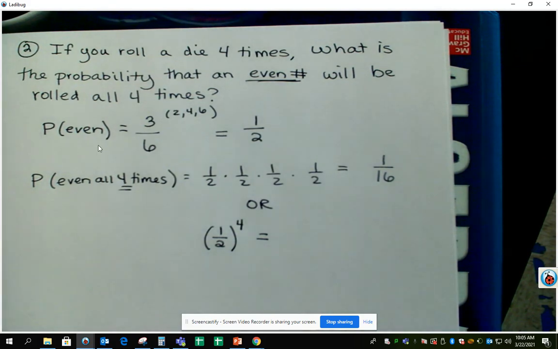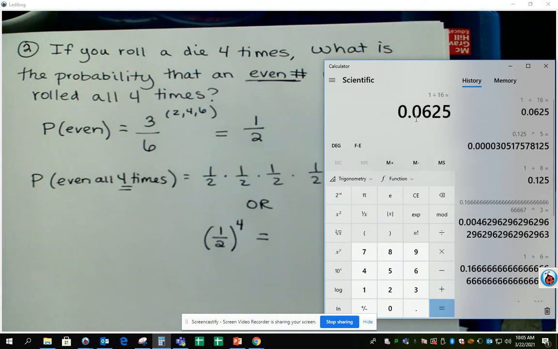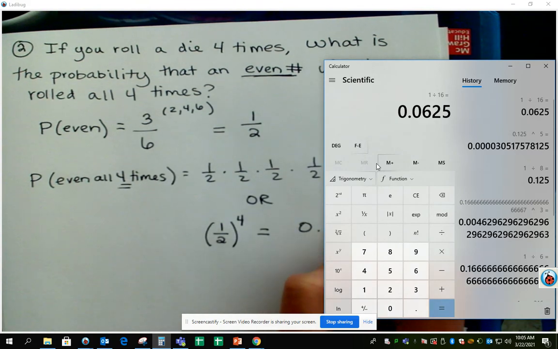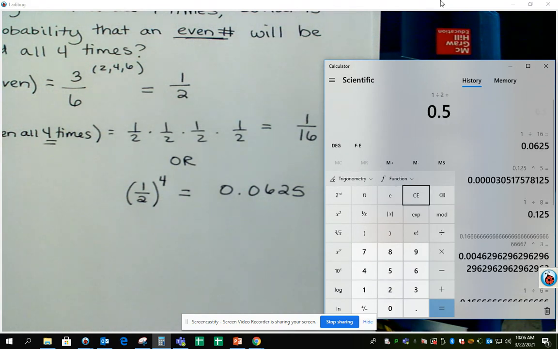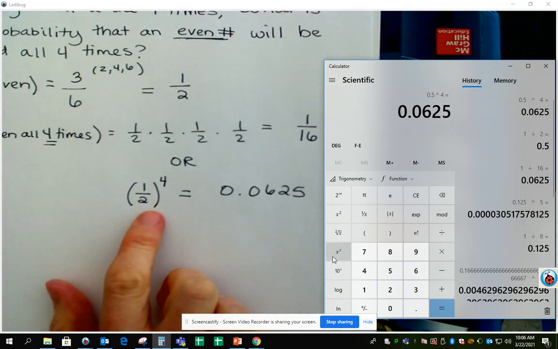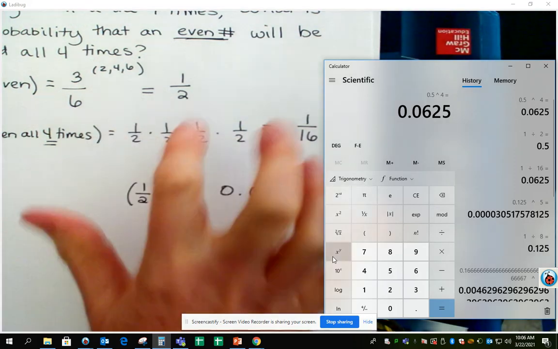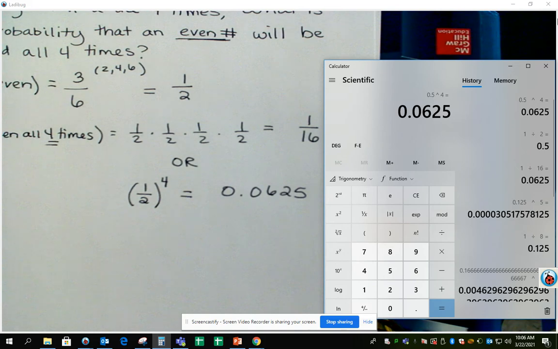Okay, so let's prove it to ourselves. 1 divided by 16 is 0.0625. I'll write that down. 0.0625. So we've got it. And let's see if we get the same thing the other way. We're going to do 1 divided by 2. That's 0.5. Exponent button, 4. Same thing. Okay? So either way you want to think about it, this is probably going to be consistently easier because it will always be just 4 times. If you get into big numbers, this would be the easier way to do it. Okay?